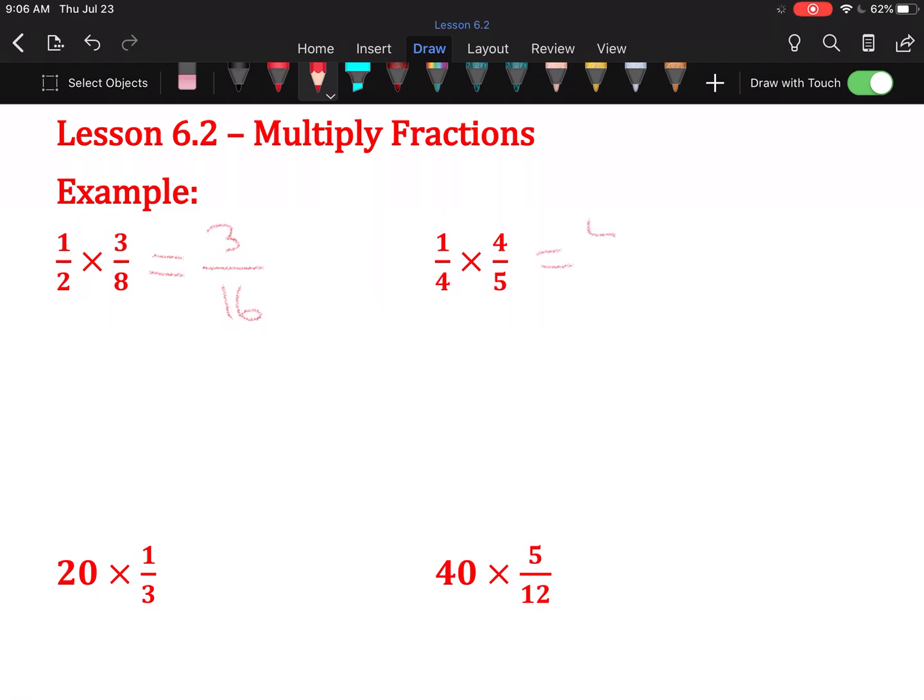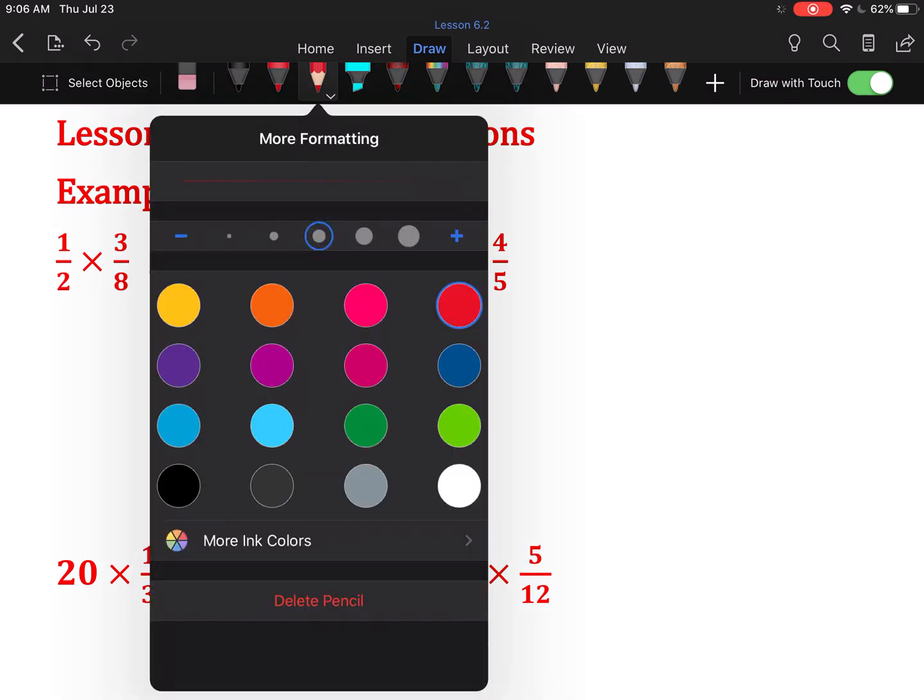1 times 4 is 4. 4 times 5 is 20. That simplifies. 4 and 20 both can be divided by 4. That's actually 1/5. However, I didn't need to do all that work. Not that that was a lot of work, mind you.